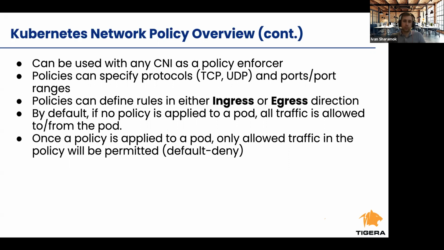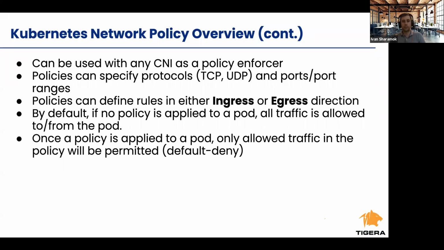The Kubernetes network policies can be used with any CNI that provides policy enforcement. Policy can specify protocols like TCP and different port ranges. You can define ingress and egress rules. If there is no policy defined, all the flows are allowed, so pods can talk to all other pods. And once you deploy a policy that defines rules to allow specific flows, everything else automatically gets switched to the default deny.